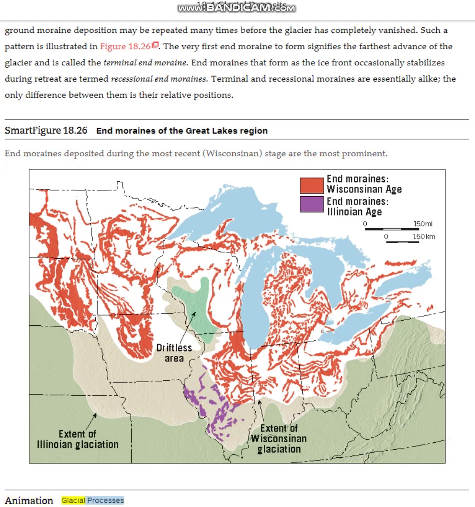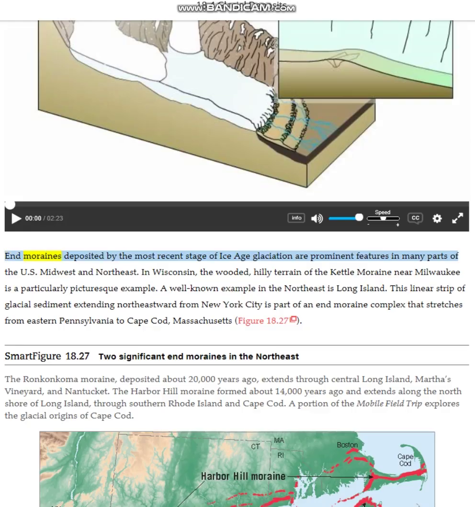Animation. Glacial processes. End moraines deposited by the most recent stage of Ice Age glaciation are prominent features in many parts of the U.S. Midwest and Northeast. In Wisconsin, the wooded, hilly terrain of the Kettle Moraine near Milwaukee is a particularly picturesque example. A well-known example in the Northeast is Long Island. This linear strip of glacial sediment extending northeastward from New York City is part of an end moraine complex that stretches from eastern Pennsylvania to Cape Cod, Massachusetts, Figure 18.27.